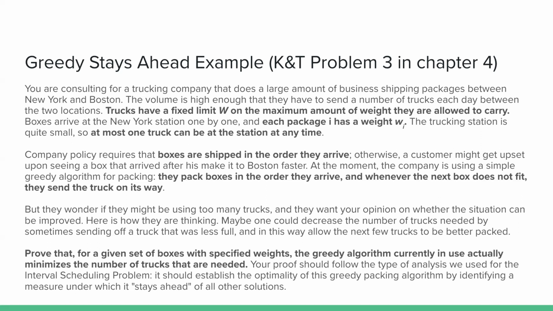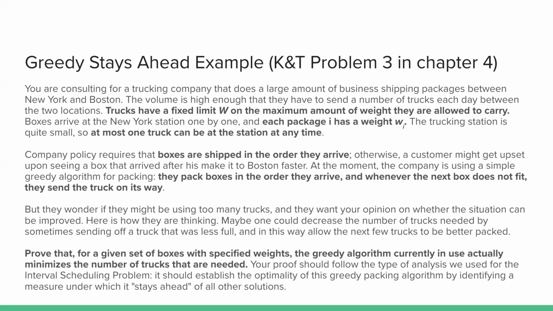Okay, so I think I heard most of that. You're basically saying that for k trucks in our solution and the optimal solution, the weight of our solution is greater than or equal to the weight of the optimal solution. That's one metric we could use to prove that it stays ahead. Does anyone have any other ideas?